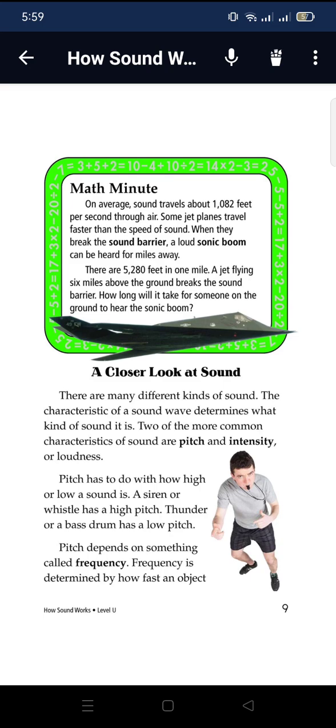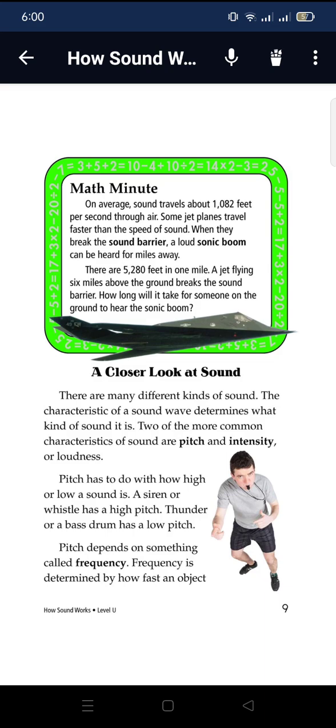A closer look at sound. There are many different kinds of sound. What characteristics of sound waves determine what kind of sound it is? Two common characteristics of sound are pitch and intensity, or loudness. Pitch has to do with how high or low a sound is. A whistle or whisper has a high pitch. Thunder or a bass drum has a low pitch.